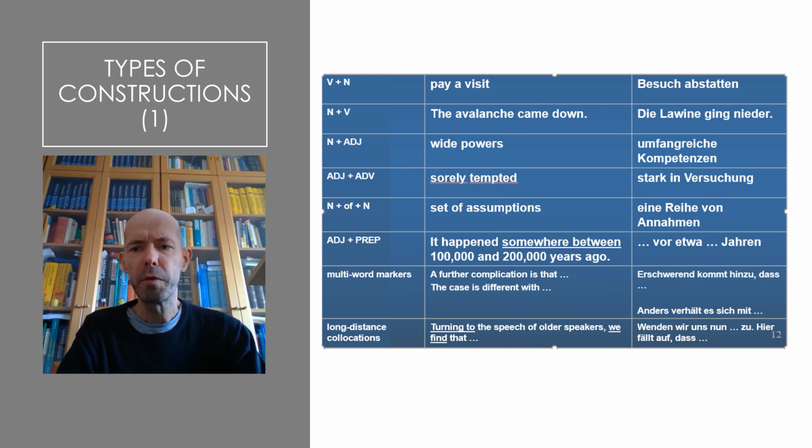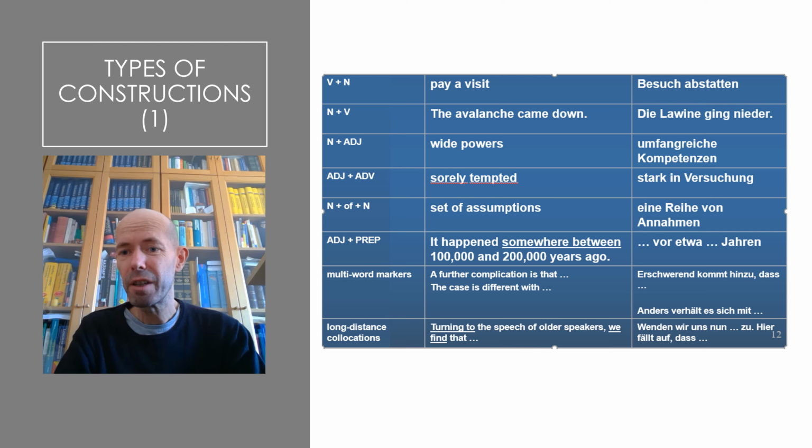And one type of collocation that is extremely important in academic text, of course, is longer combinations, which you might call multi-word markers, because they mark specific relations, rhetorical relations in text. So for instance, you've just been talking about a problem and you want to mention another one. Typically in German, you'll use something like erschweren kommt hinzu das. And in English, this could be a further complication is that. Or anders verhält es sich mit, you're introducing a contrast. In English, this might be the case is different with.